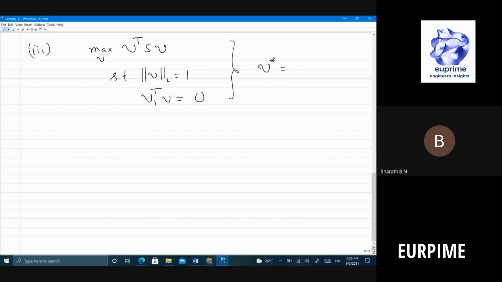V star is V2, the eigenvector corresponding to the second largest eigenvalue. We will study optimization and understand how to get these things in a formal way using duality principles. But for now, there are other ways to prove this; you can use eigenvectors and eigenvalues. So you got this. What is the rank 2 approximation of the matrix?